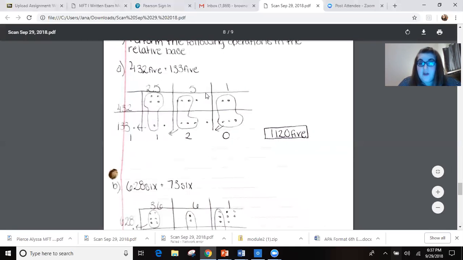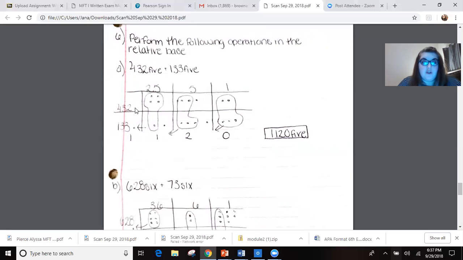1 times 5 is 5. 5 times 5 is 25. So we have 432 and 103 represented. So 4, 3, and 2 dots, 1, 3, and 3 dots. So you're going to group together these dots. 5 dots would be one of these dots. 5 of these dots would be one of these dots. And you're going to come out with 1,120 with the base of 5.